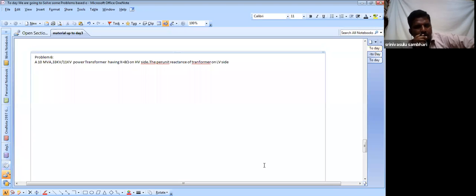Up to now we have done only alternators. Now come to the transformer. What is the problem? A 10 MVA, 33 kV by 11 kV power transformer having X equal to 8 ohms on the high voltage side. HV means high voltage side. Find the per unit reactance of the transformer on the LV side.